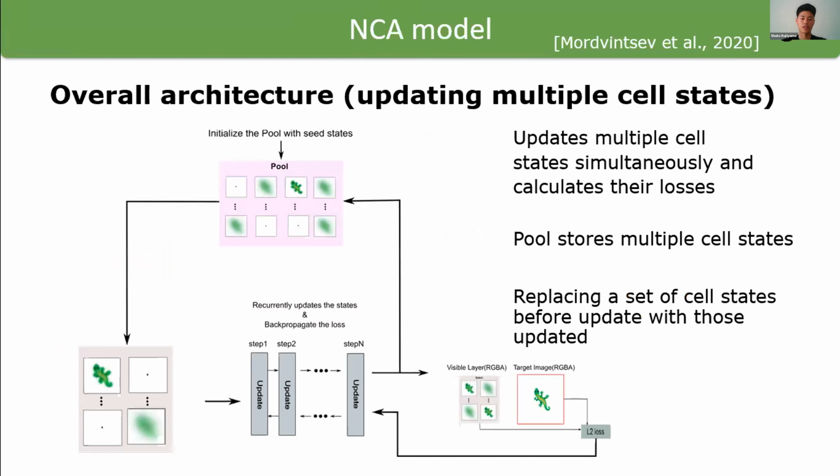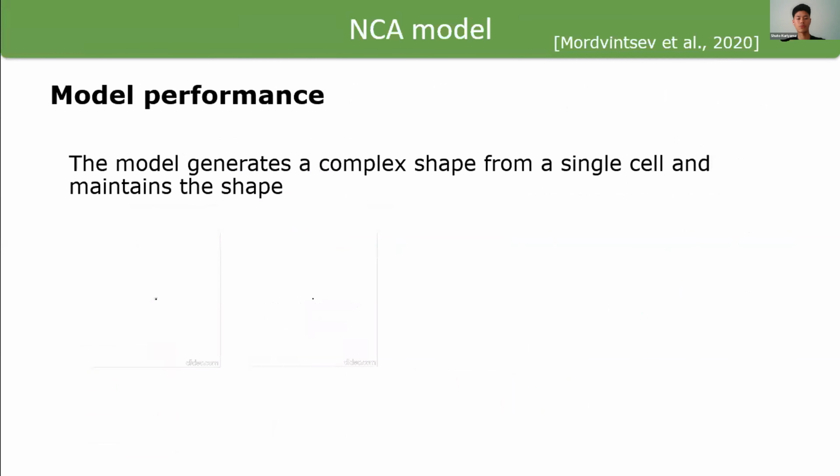And also the model has a structure called pool that stores multiple cell states. The model picks up several cell states from the pool and then updates them recurrently. After the update, the model replaces the cell states sampled from the pool with the updated ones. This allows the model to generate the target pattern from various cell states. As a result, the model can generate a complex shape from a single cell and then maintain the shape.